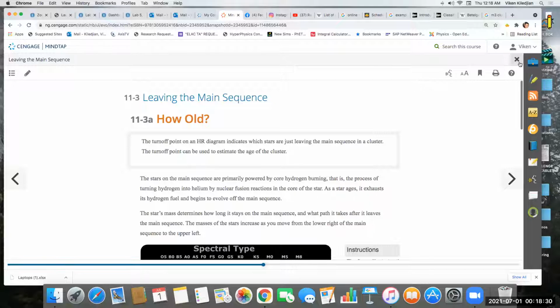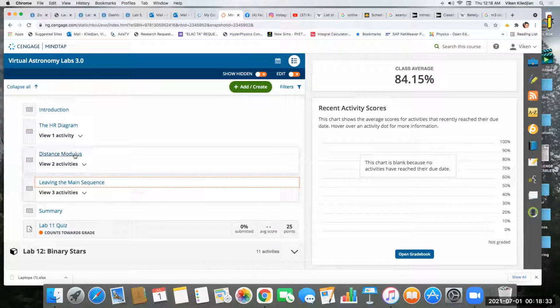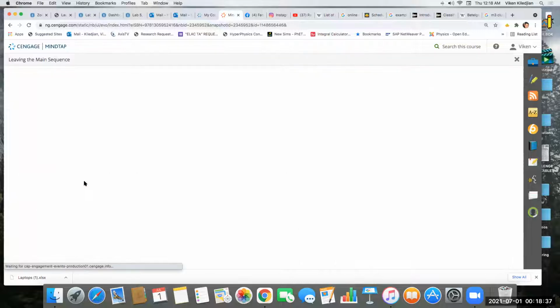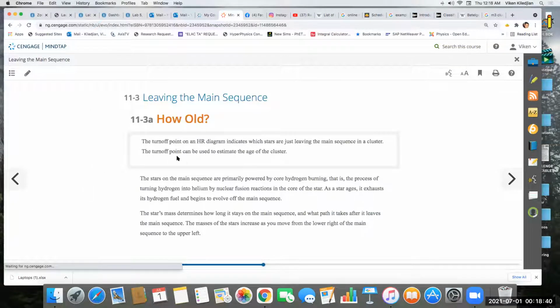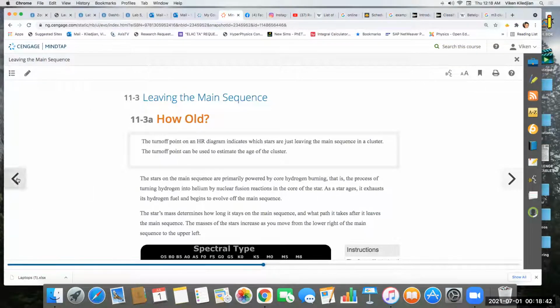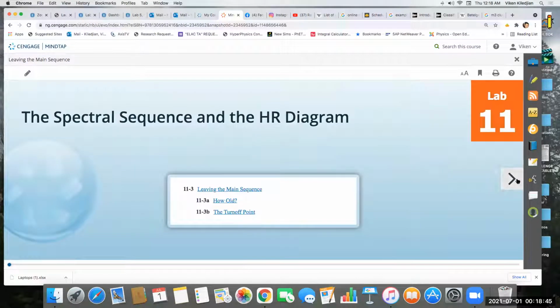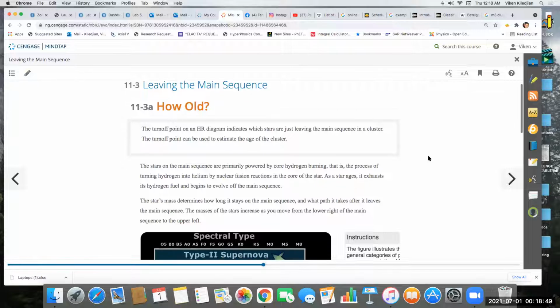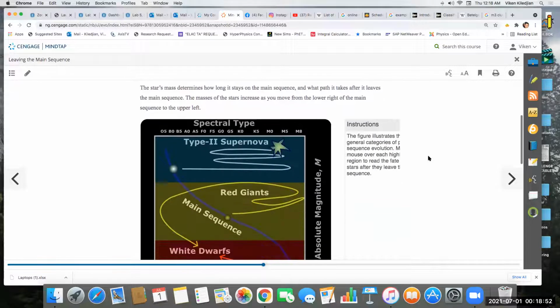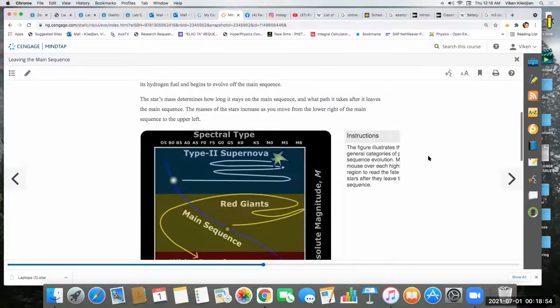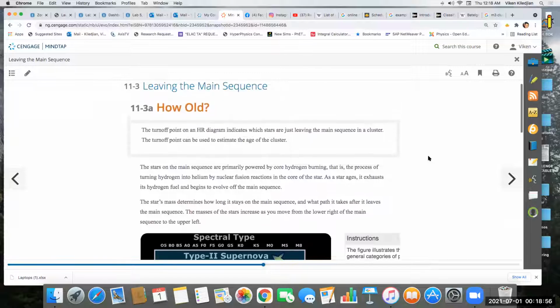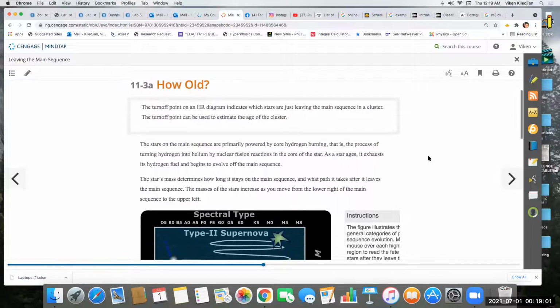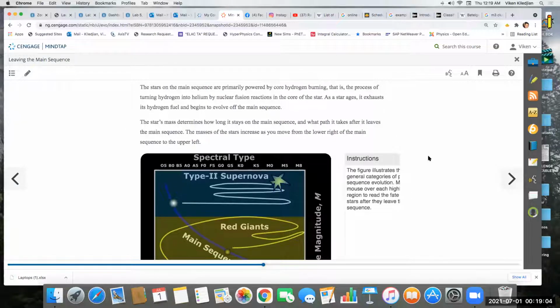Wait, did I? Distance modulus, leaving the main sequence. The turnoff point on the HR diagram. Oh, okay, hold on. How old? Oh, okay. You know what? For some reason, it keeps skipping the first page of these. The turnoff point on an HR diagram indicates which stars are just leaving the main sequence. Oh, okay. So we actually went past this.